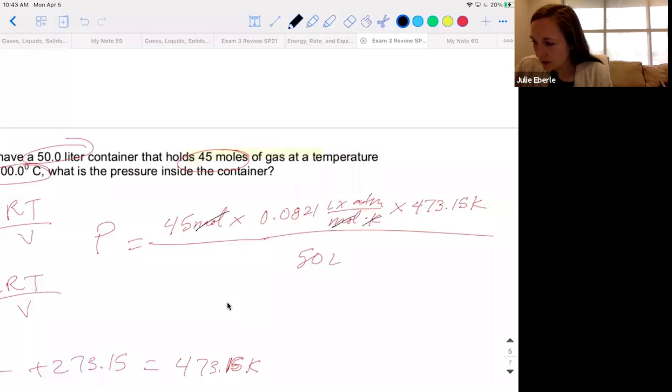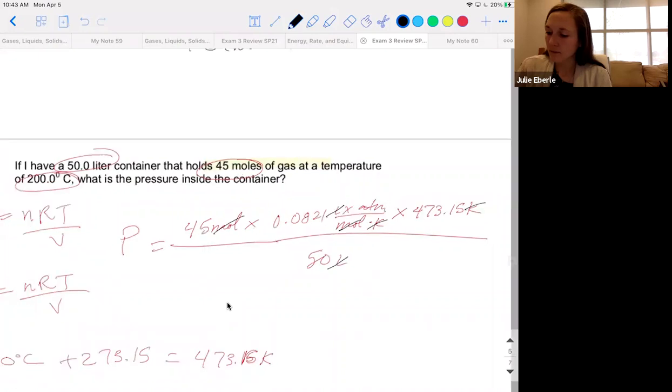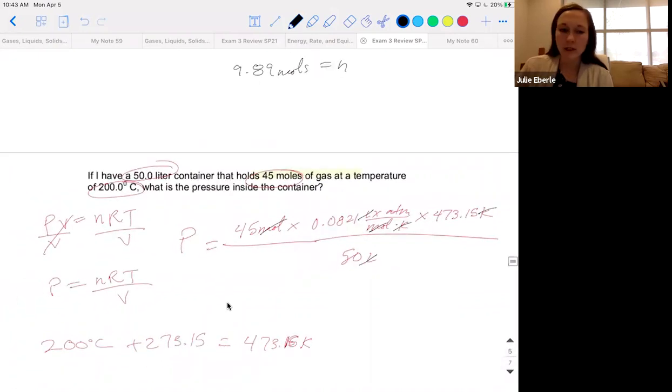Moles, Kelvin cancels. Got liters up top, liters on bottom. Everything cancels but atm. So 45 times 0.0821 times 473.15 divided by 50. What do you get? Maddie says pressure is 34.9 atm. And then if I ask you, how many pascals is this?